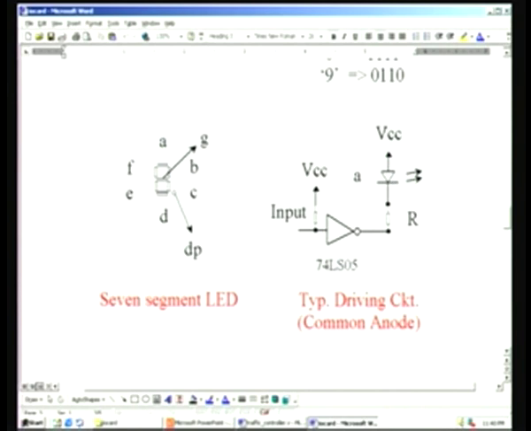The difference is going to appear across R, and you just allow for some 10 milliamps to 20 milliamps. Say a typical 10 milliamps is enough to light up the LED.